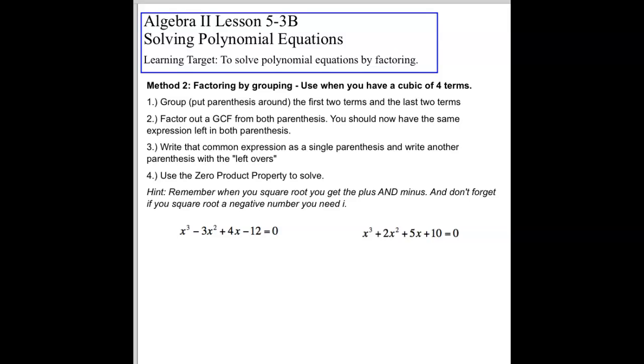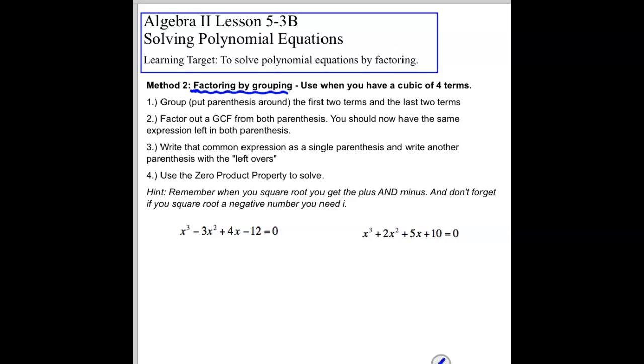Welcome back. We are going to look at section 5.3b today. We're solving polynomial equations. Yesterday we looked at solving them by factoring, using the factoring techniques that we've already learned this year. Today we're going to look at a different type of factoring. It's a method called factor by grouping.